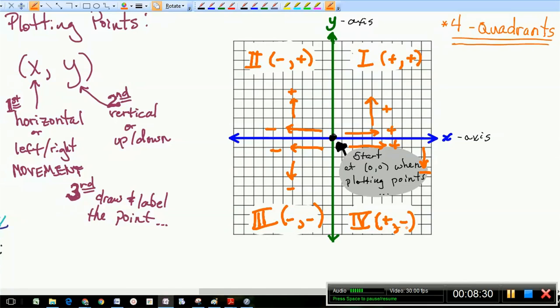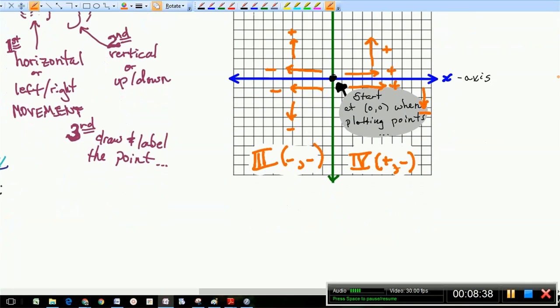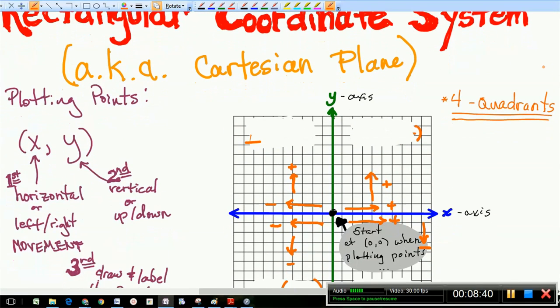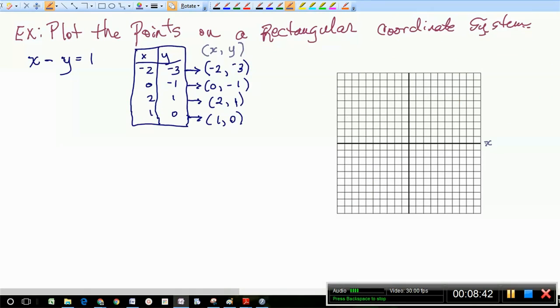All right, let's plot some points. Let's go back to that previous example, and we're going to go ahead and plot the points that we found earlier. So I'm labeling my axes: x-axis, y-axis. Let's start with the first point. We're going to start with negative 2, negative 3. We're going to begin here at the origin. So 1, 2, okay?